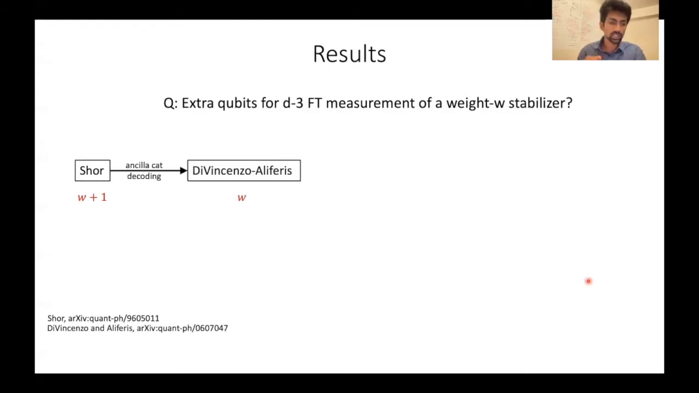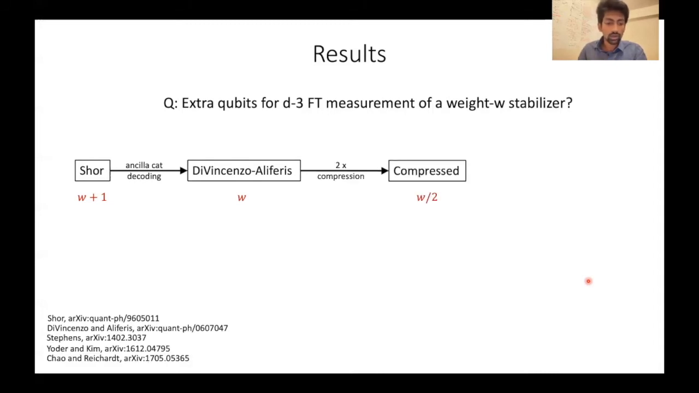The first one was an ancilla cat decoding trick, which was used by DiVincenzo and Aliferis, and they brought it down from W plus 1 to W. And then a 2 times compression trick, which was actually found independently in a couple of papers from 2014 to 2017, which brought this number down from W to W by 2.